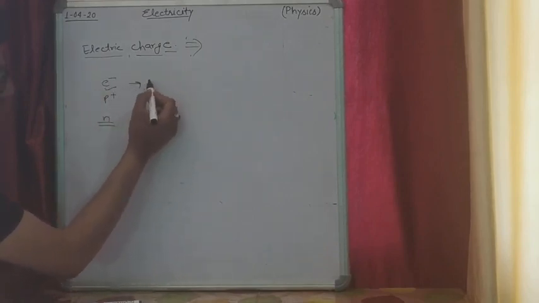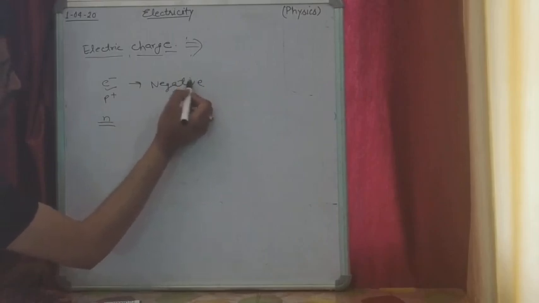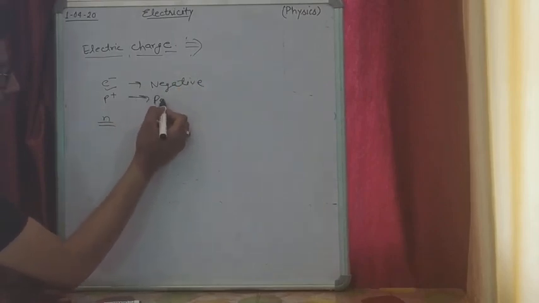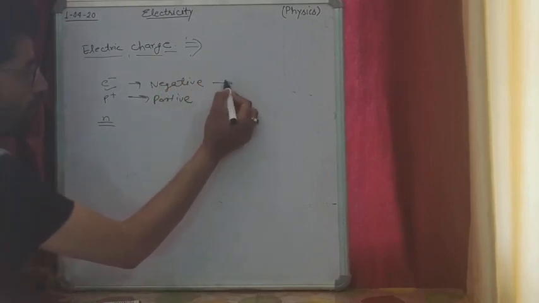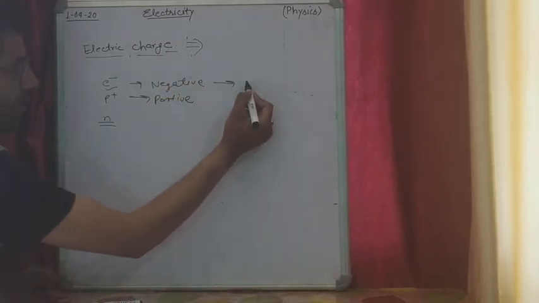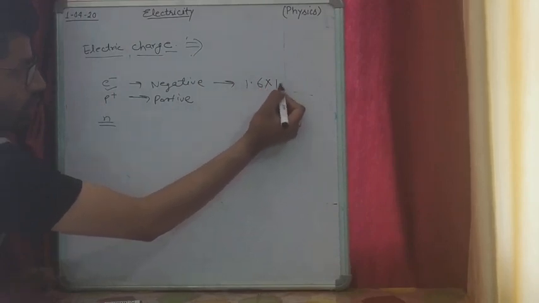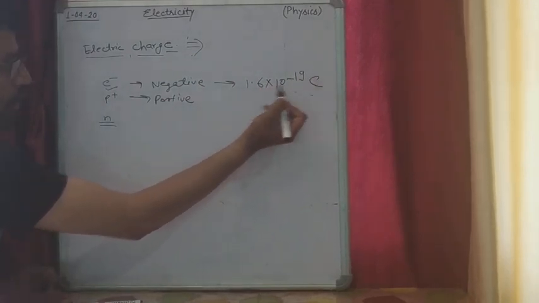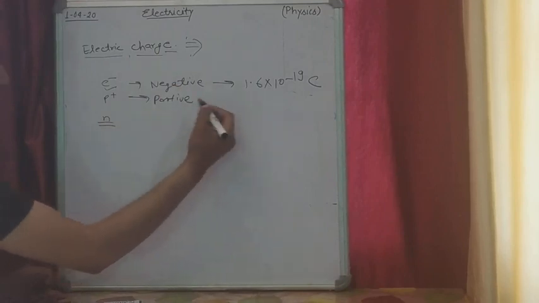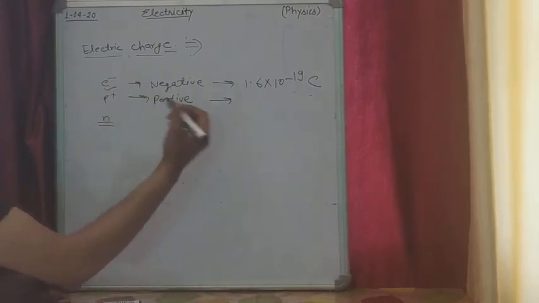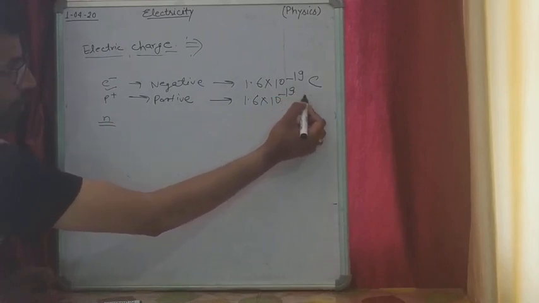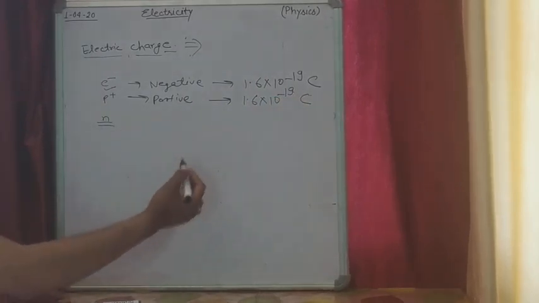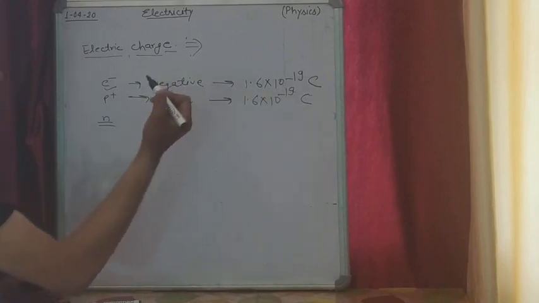Electron has negative charge. Proton has positive charge. And the value of charge in an electron is 1.6 into 10 to the power minus 19 coulomb. Same charge is in proton also. That value is 1.6 into 10 to the power minus 19 coulomb. This is the smallest value of charge.